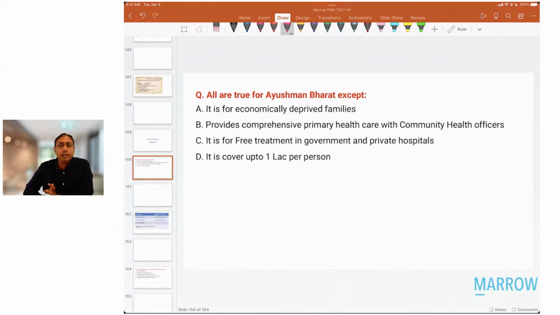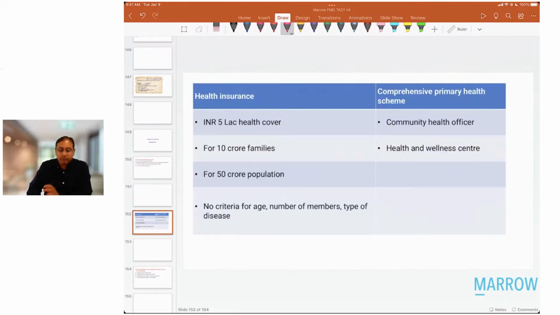It is for economically deprived families, provides comprehensive primary health care with community health officer. It is free treatment for government and private. It covers up to 5 lakh. So please remember, this question can come very frequently on Ayushman Bharat.